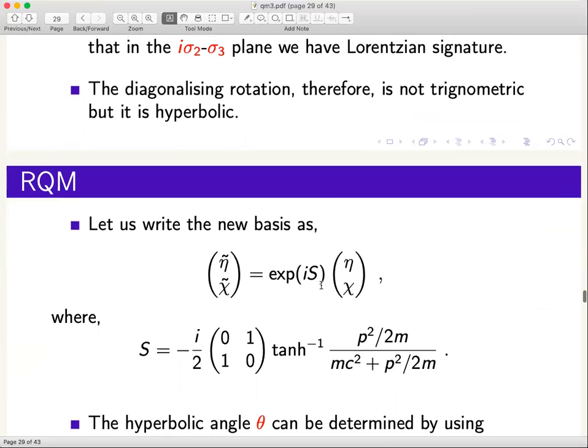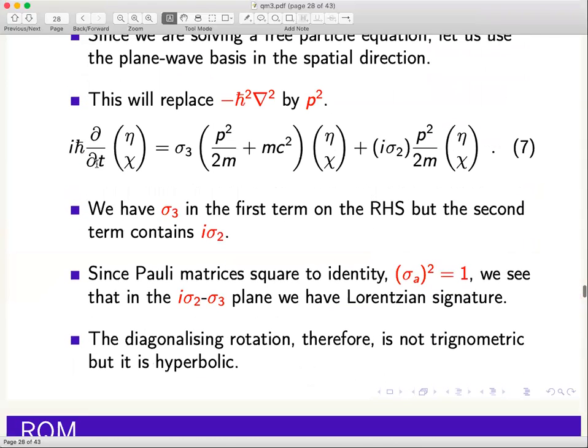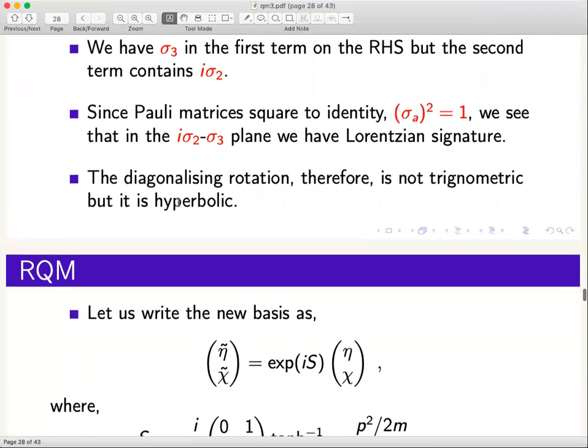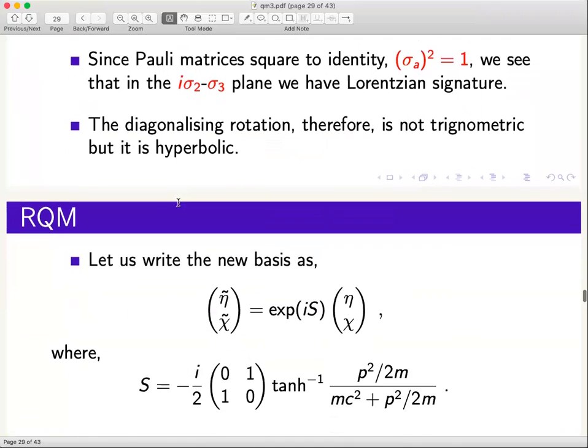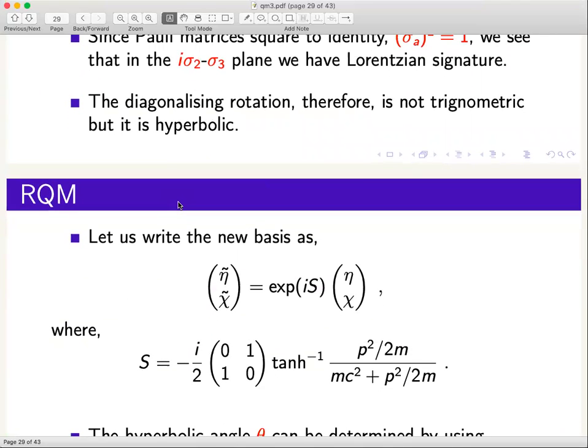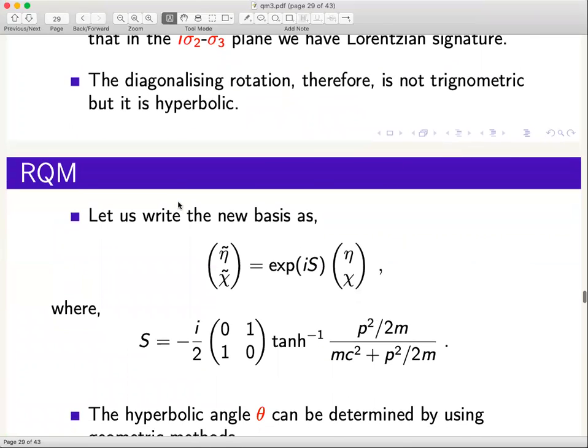If you do this transformation, then the new eta and chi that you will get would have the equation completely diagonal. So eta tilde and chi tilde are basically decoupled degrees of freedom, whereas the original eta and chi, which we would have called particle and antiparticle degrees of freedom, were not completely decoupled for a general equation.